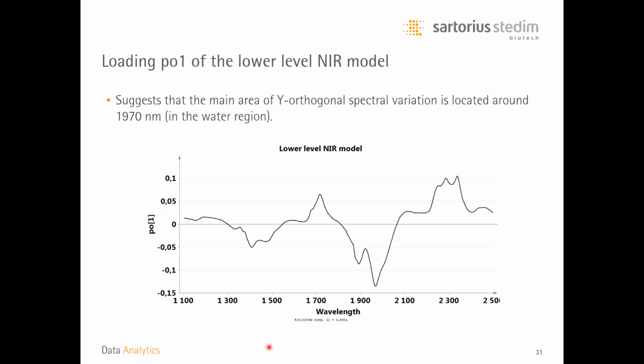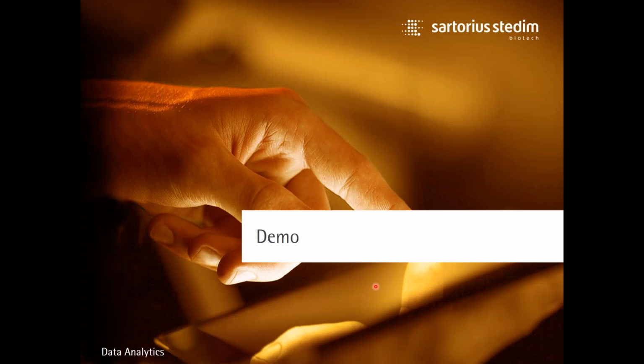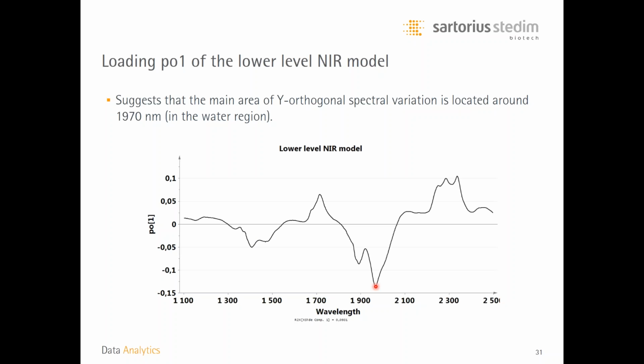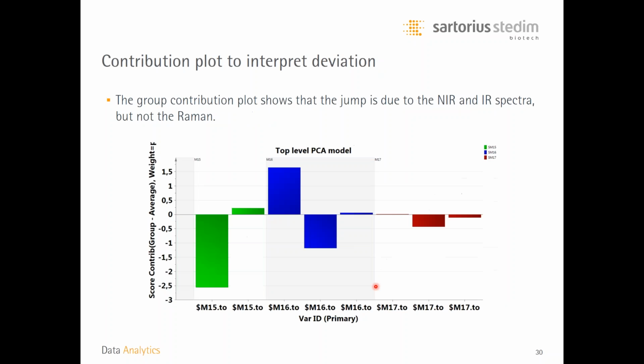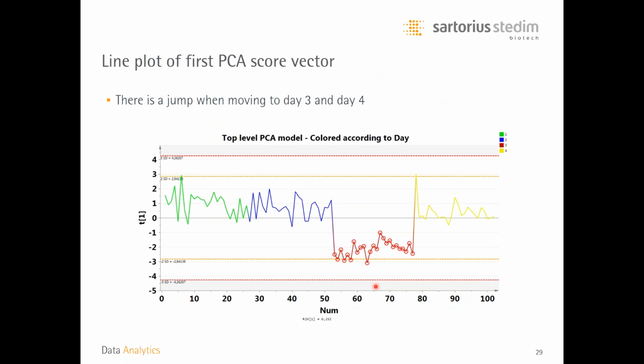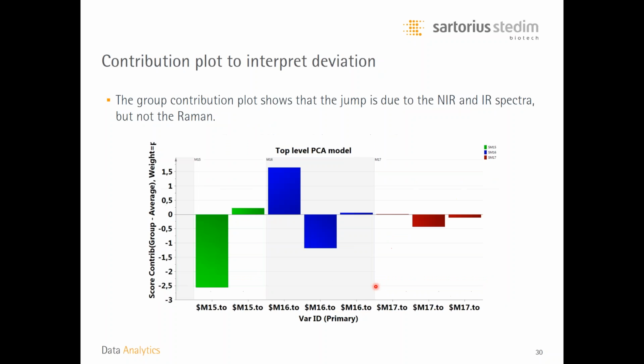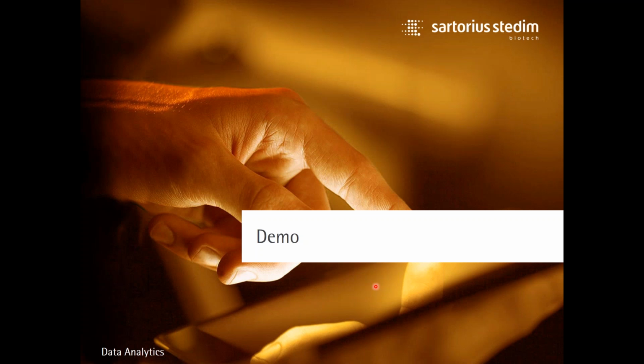So now we're looking at the loading PO1 of the lower level NIR model, and it suggests that one of the spectral regions where we have information related to that jump is around the 1970 nanometer region, and that is in the water region, suggesting that this might be some sort of moisture-related problem. The jump over the third day is tentatively interpreted as being part of a moisture problem. Moisture can be a problem in NIR and IR, whereas Raman data isn't as sensitive to such issues.